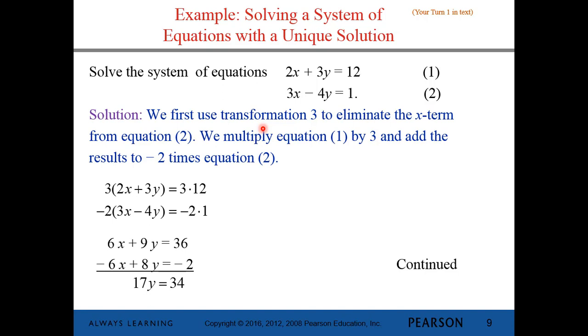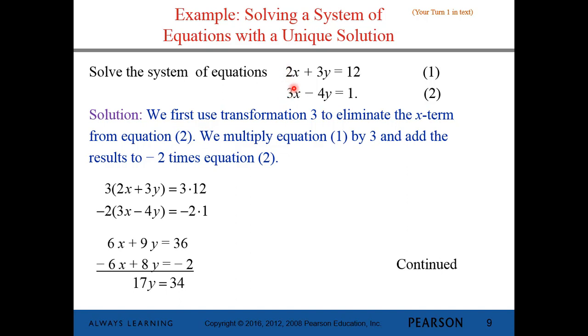So the first transformation that we're going to do is transformation 3 to eliminate the x term. Okay, because we want to get rid of the x term. We only want one x term, and anything underneath it we want to get rid of. Okay, so we need to figure out a way to get the same coefficients here, except with opposite signs. So how can we get the same coefficient with opposite signs?